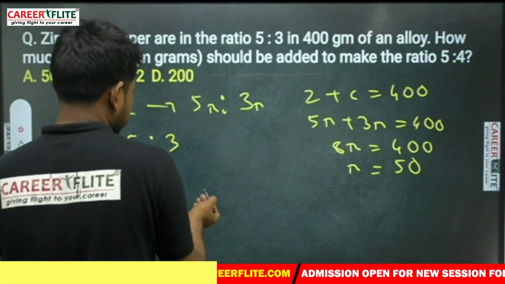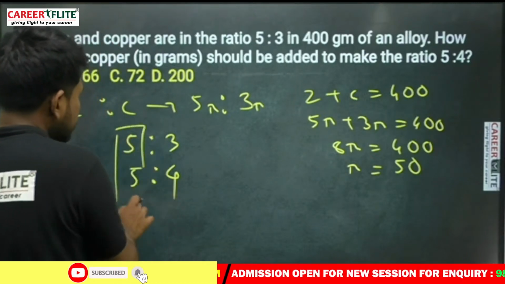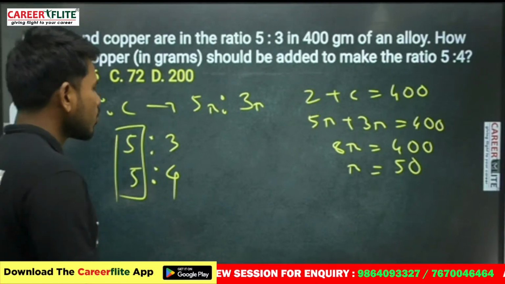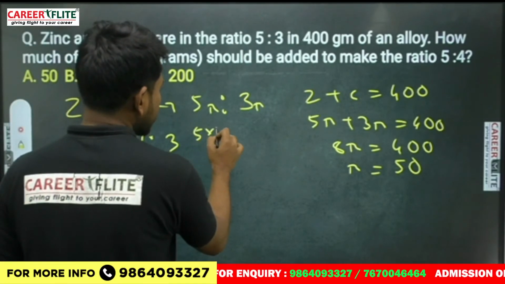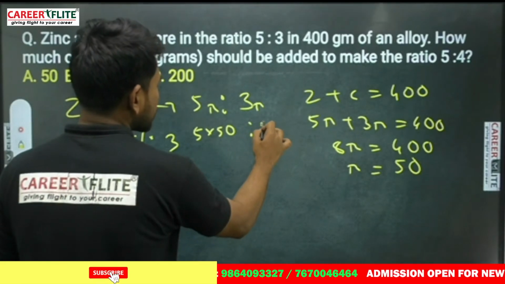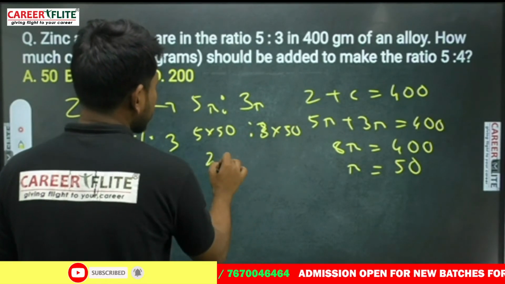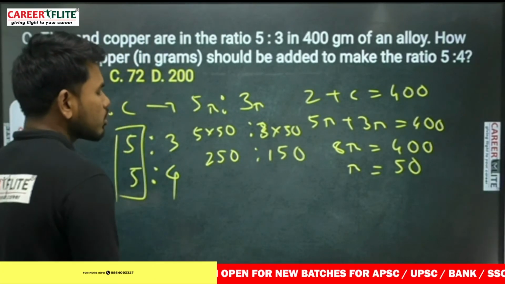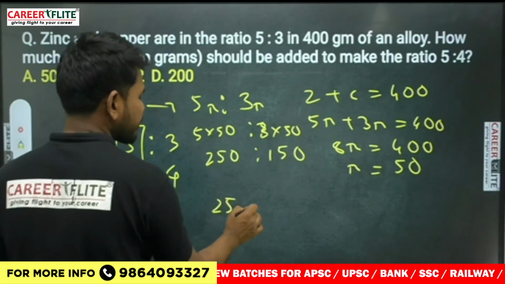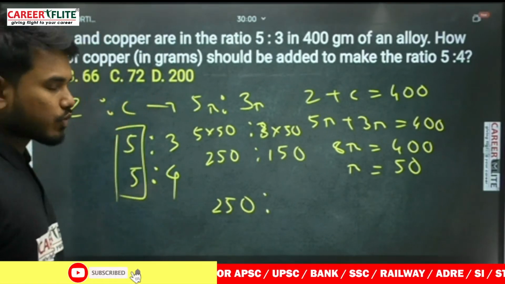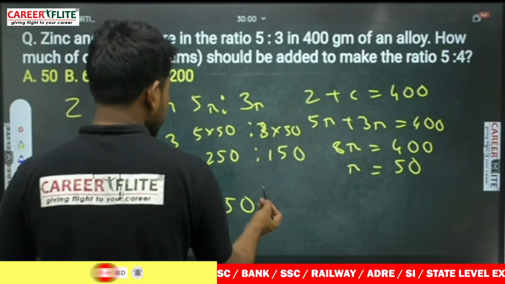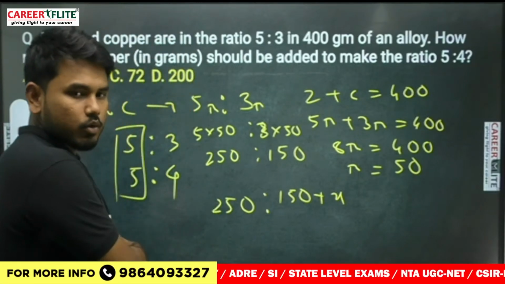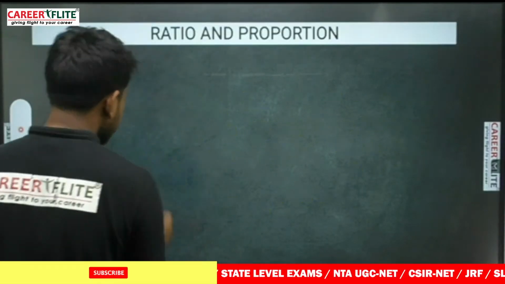So we got the ratio to be 5R and 3R. The amount of zinc will be the same, right? Only the copper is changing. So we'll find 5 into 50, and 3 into 50. This is 250 and this is 150. This is the ratio 5:3. So zinc will be 250 only, and copper will be 150 plus something we'll add.